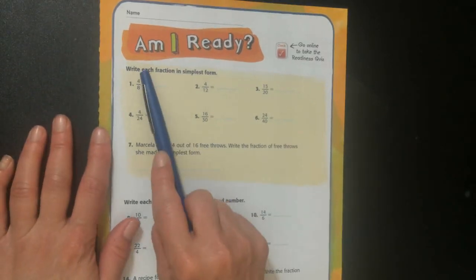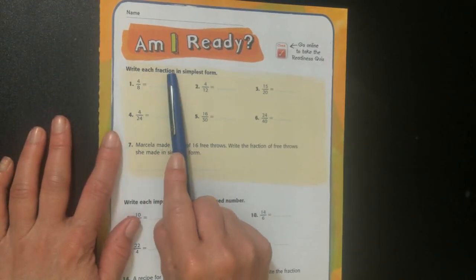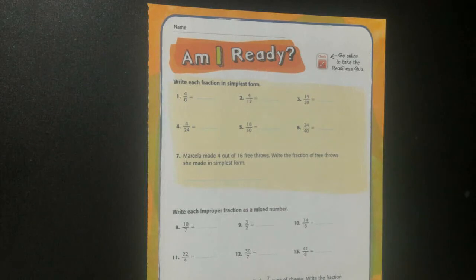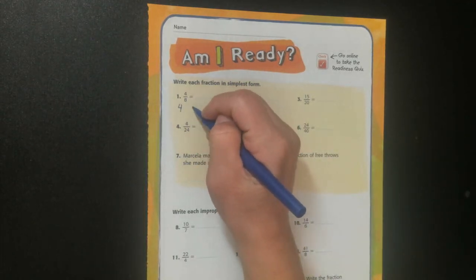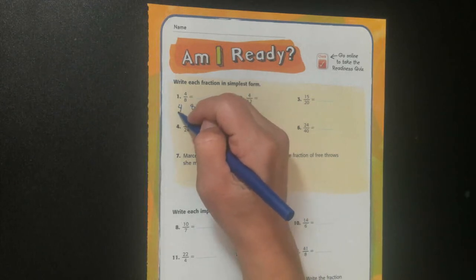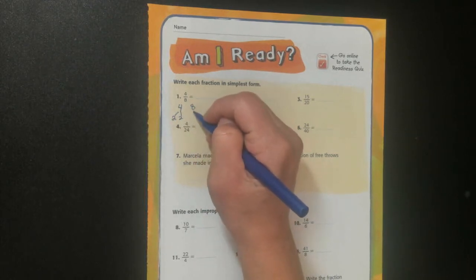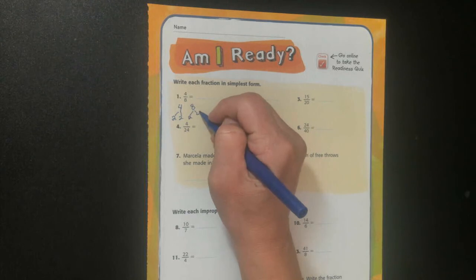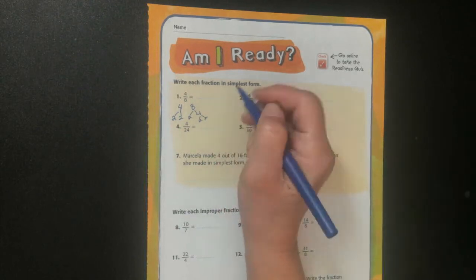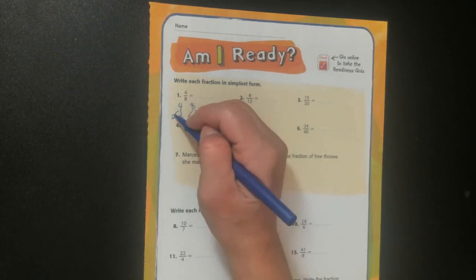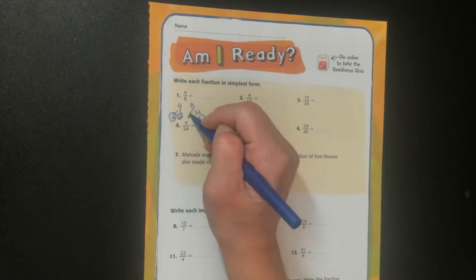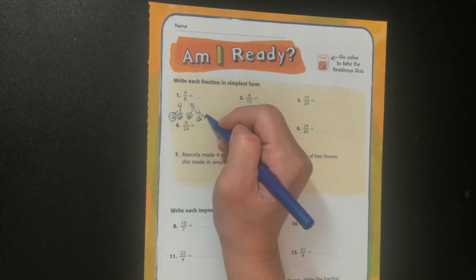So first thing I am going to do is write each fraction in simplest form. So I'm going to find out what number they have in common, right? I'm going to say 4 and 8. So 4 is 2 times 2, and 8 is 2 times 4, which is also 2 times 2. I'm going to get rid of the ones they have already, the ones they have in common. So they both have 1, 2 in common.